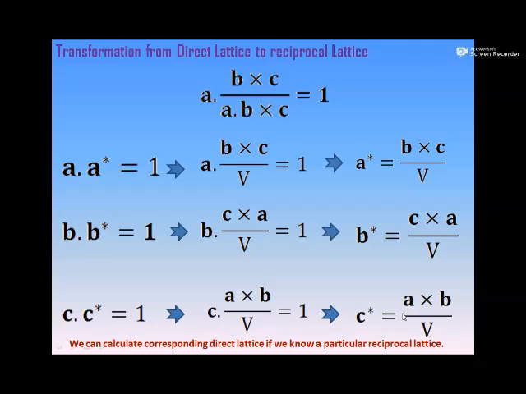So as you see here, you can transform from a definite set of vectors a, b, c to the reciprocal vectors a star, b star, c star. The same thing happens when you calculate the corresponding direct lattice once you know the reciprocal lattice. So you can transform from direct lattice to reciprocal lattice. In a similar way, if the reciprocal lattice is given for a crystal system, you can transform from the reciprocal lattice to its corresponding direct lattice, right?